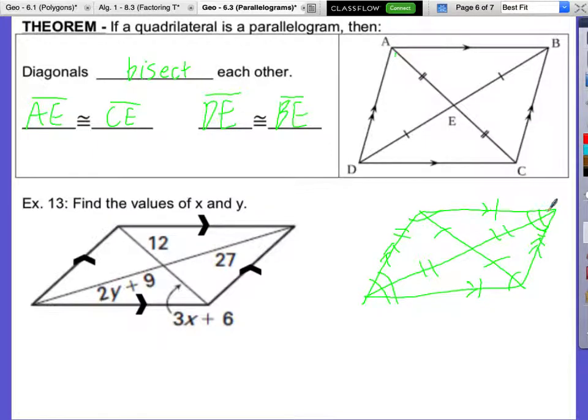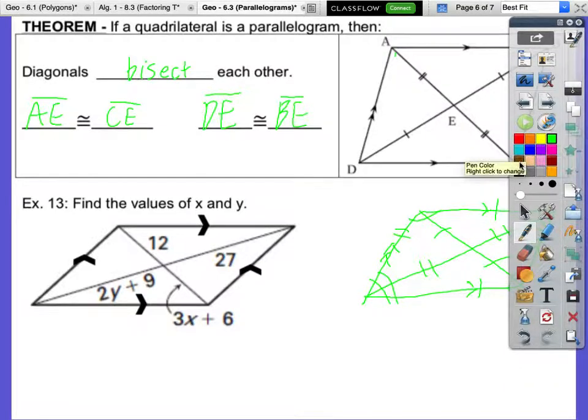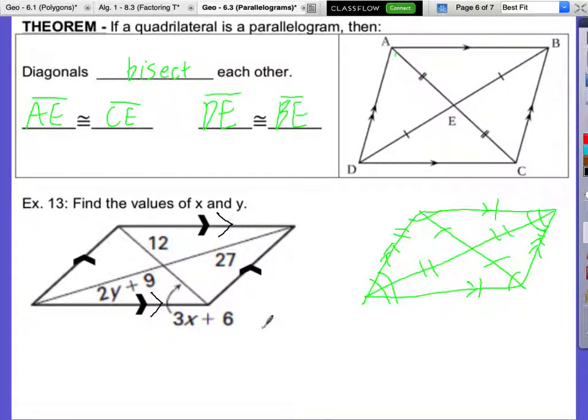Okay, so I want you to work on finding the values of x and y for example 13. 2y plus 9 goes with this little part here, and 3x plus 6 goes with this little part here. Once again, once you're done, please raise your hand. Or if you have questions, please raise your hand.